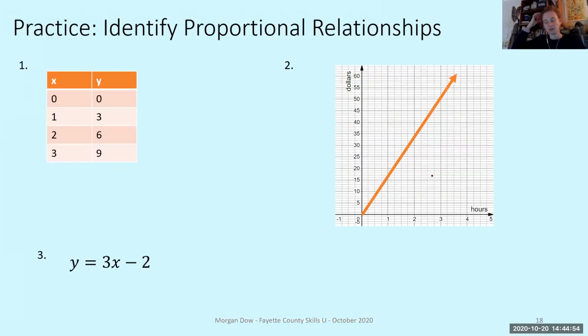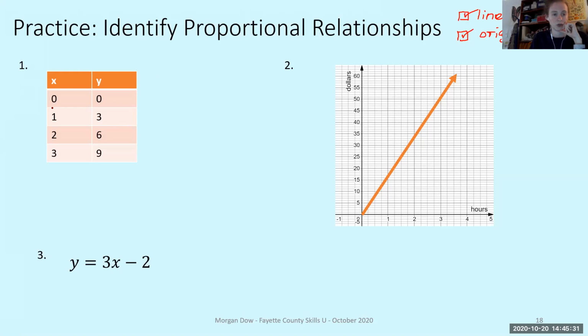So let's get a little bit of practice with identifying proportional relationships here. Number one, we're given a table. First thing we want to make sure is, is it linear? So it should be a linear relationship. And then the second thing we want to make sure is that it goes through the origin. It should include the point 0, 0.